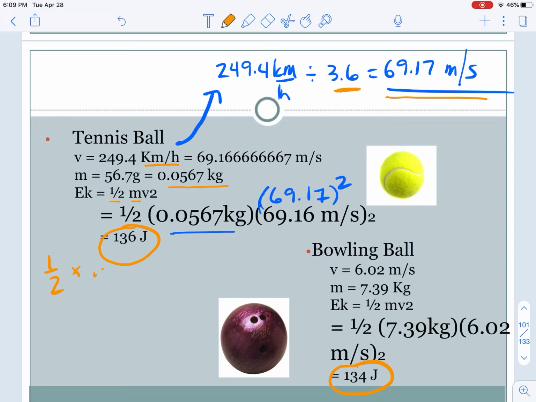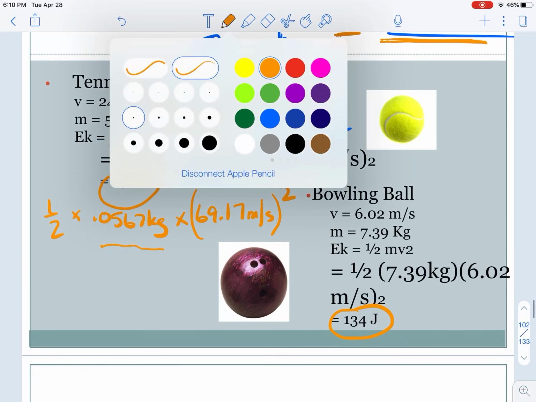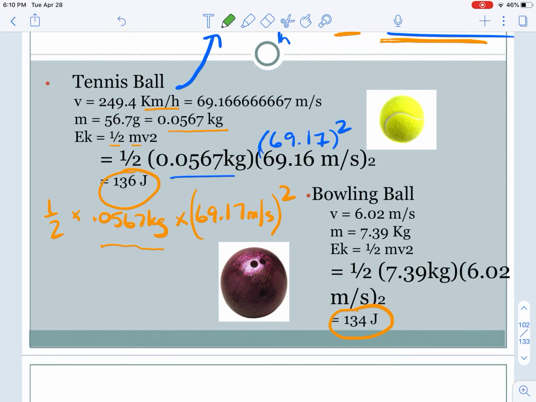So for the tennis ball, it is going to be 1/2 times 0.0567 kilograms times the 69.17 that we calculated here, meters per second, and that is squared. I'm just showing you that you have to square that 69.17. So when this goes in your calculator, you're going to do 0.0567 times 69.17 times 69.17, and then take half of that, so divide by 2, and that is going to be 136 for the tennis ball.